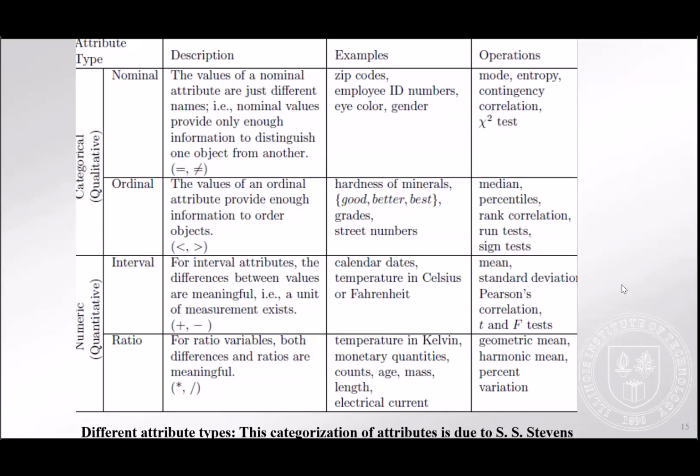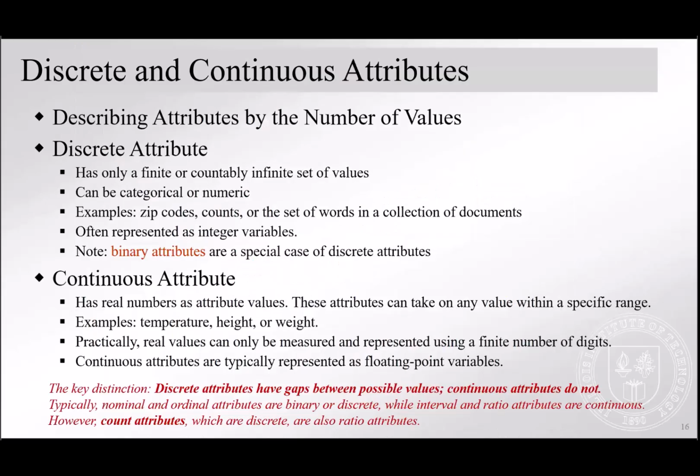We're done with this part. Now let's look at another way to describe attributes, here by the number of values they can take. This gives us the distinction between discrete and continuous attributes. A discrete attribute has only a finite or countably infinite set of values. That means you can list the possible values even if the list is extremely long. It's still countable.